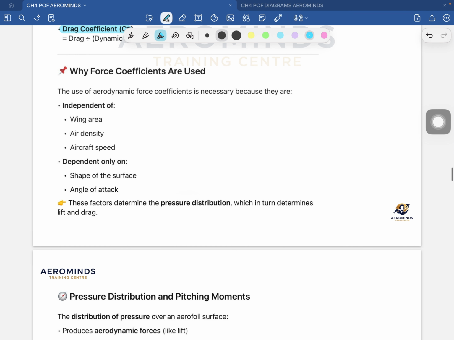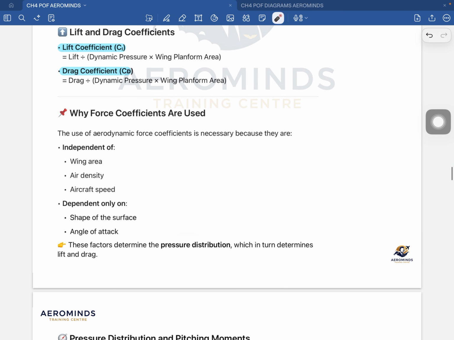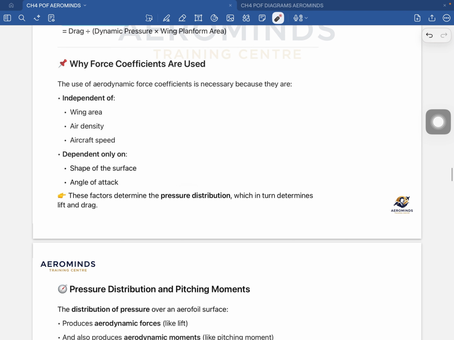Then comes why force coefficients are used. Aerodynamic force coefficients are basically necessary because they are independent of the wing area, the air density, and the airspeed. Okay, this is very important. It means that the CL and the CD do not directly change just because the aircraft is bigger or it is flying faster. Those effects are already accounted for in the dynamic pressure and the area in this and this. But these coefficients are actually dependent on the shape of the surface and the angle of attack.